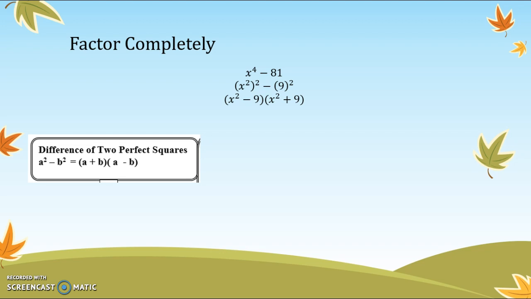I also see that I may have another difference of perfect squares and can factor one step further, since I can rewrite x squared as x squared and 9 as 3 squared. So I have another difference of perfect squares, giving me on the left-hand side x plus 3, x minus 3, and then bringing down the x squared plus 9. We cannot do the difference of perfect squares on the right-hand side because that has the addition of perfect squares, and our rule simply states the difference.